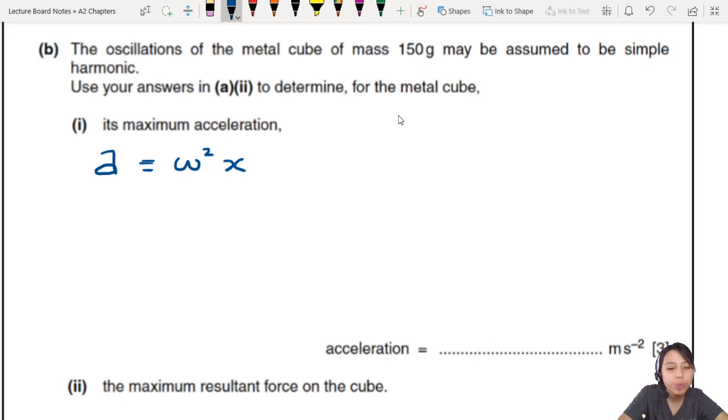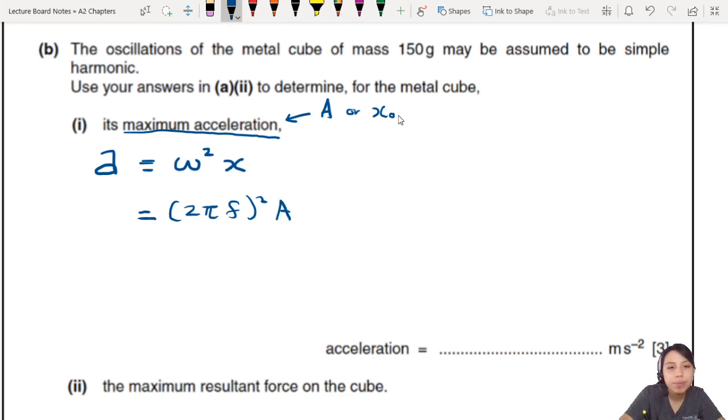But also, what is x? Where does maximum acceleration occur? I don't know. You look out and see. Maximum acceleration occurs when you are at the amplitude, or what the books call x naught. So we need to do that, x naught. Also, what is omega? 2 pi f, right? So you need to do (2 pi f) square times your amplitude lah.